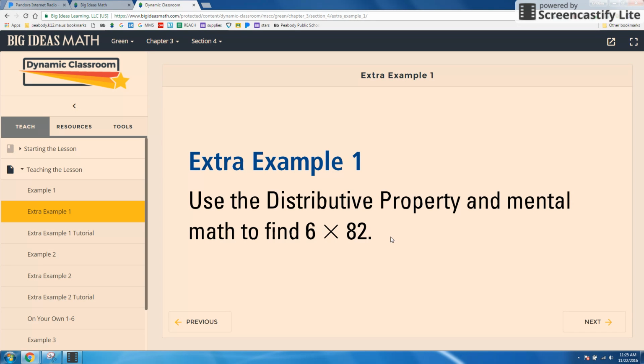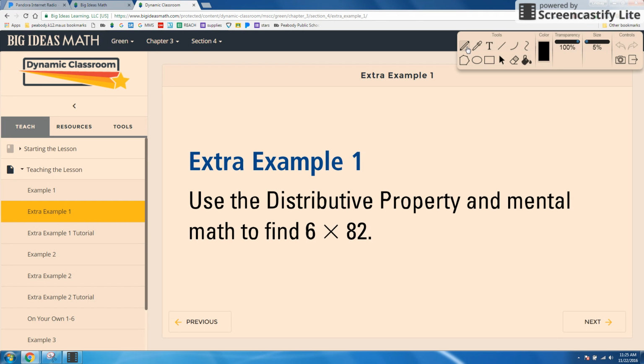6 times 82. I'm going to try this new thing here and see how it works, but bear with me on the writing. So you're going to do 6 parentheses, so the single digit goes on the outside. 82 would be 80 plus 2. This writing's kind of horrible, so bear with me. And then you want to multiply that outside number by everything on the inside. So 6 times 80 and 6 times 2.